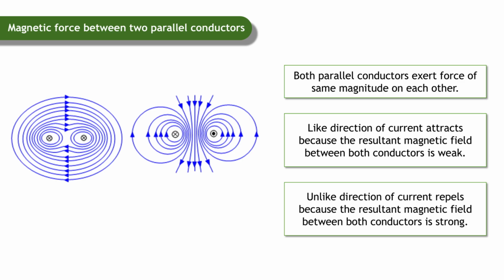It is a fundamental principle that both parallel conductors exert a force of the same magnitude on each other. Whether they attract or repel depends on the direction of their currents. Wires carrying current in the same direction will attract because the resultant magnetic field between them is weak. On the other hand, wires with opposite current directions will repel each other because they create a strong resultant magnetic field in the space between the conductors.